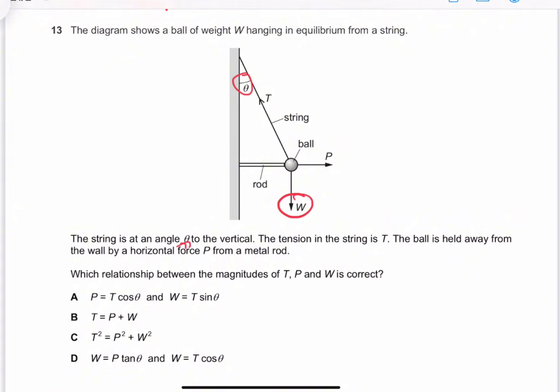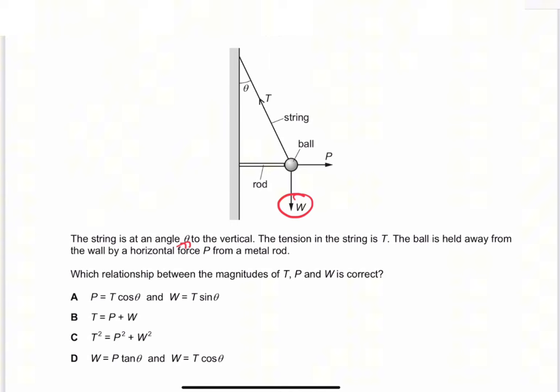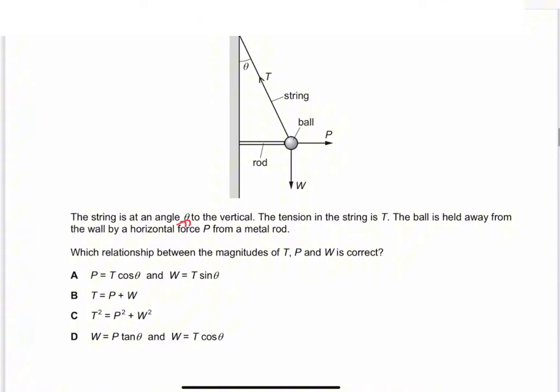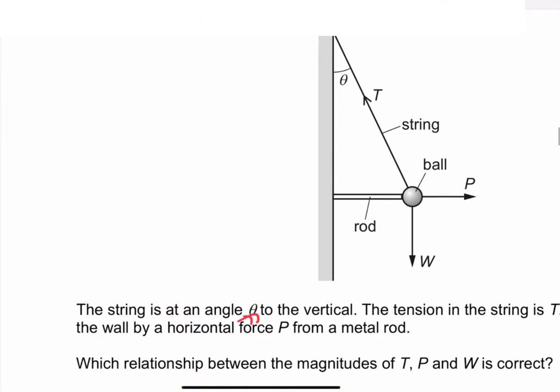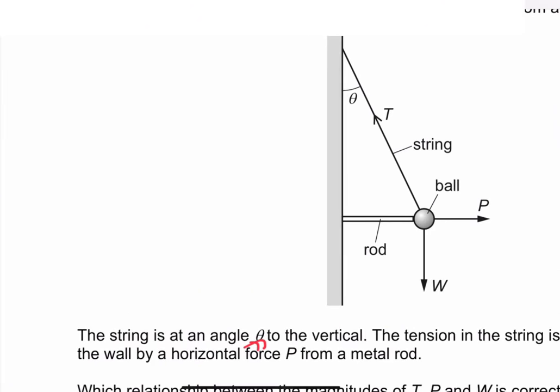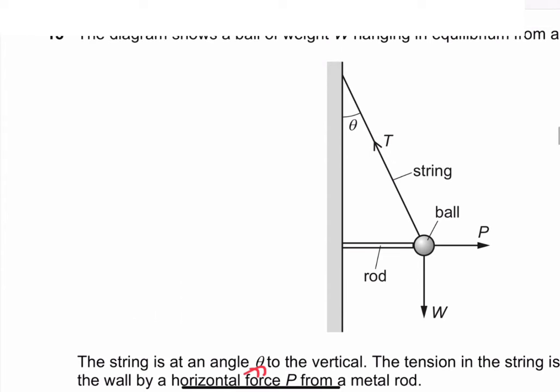So the first thing that you need to do here is you can see that you've been given a variety of different forces. You've been given the tension, you've been given P, and you've also been given the weight W. So what you need to do is you need to create a triangle. So I'm going to be working through how we can create that vector triangle so that you can answer this question effectively. So as you can see here, we have this force that is acting in this direction.